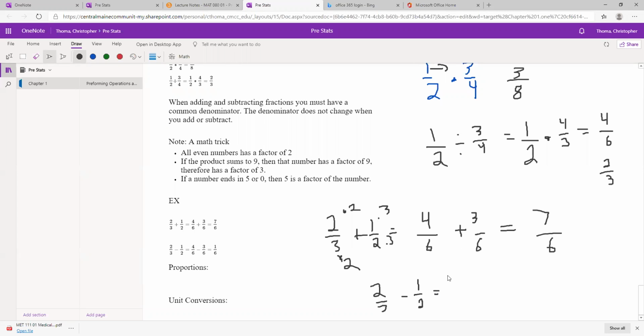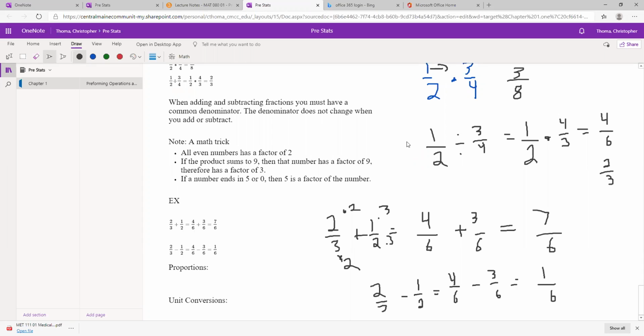again, I have to have a common denominator. So I purposely picked the same numbers so that we can just quickly convert them. So it would be 4/6 minus 3/6. Again, I don't change the denominator. And then 4 minus 3 is 1. So I have 1/6. Any questions up to that point?